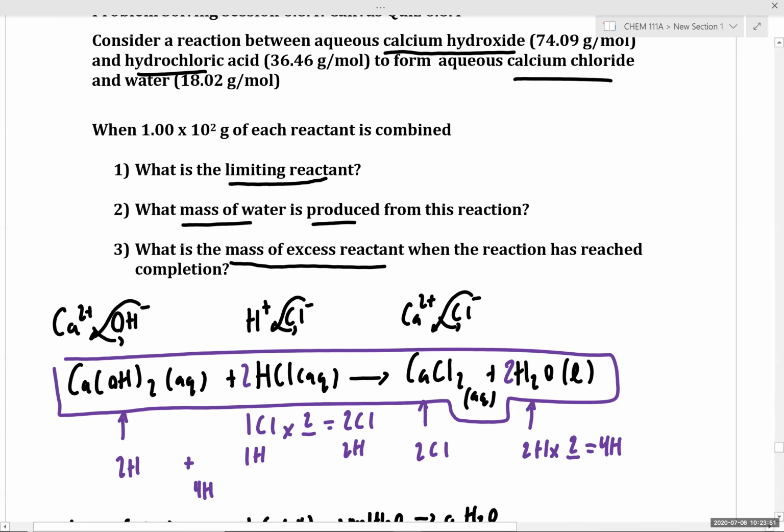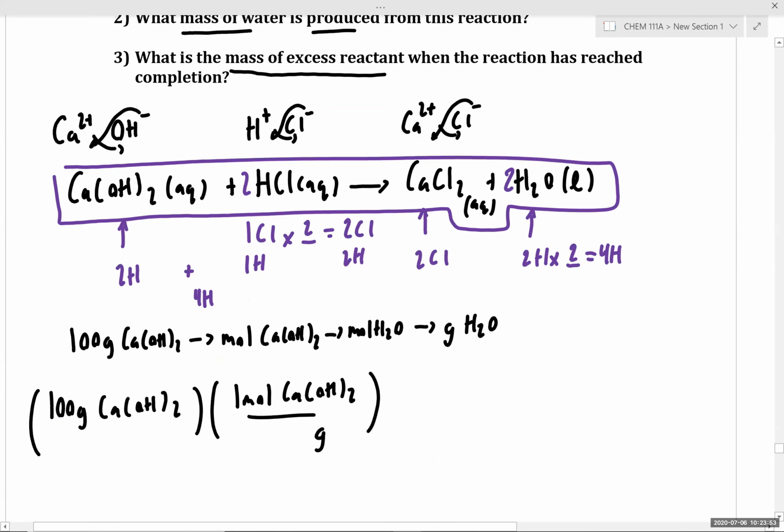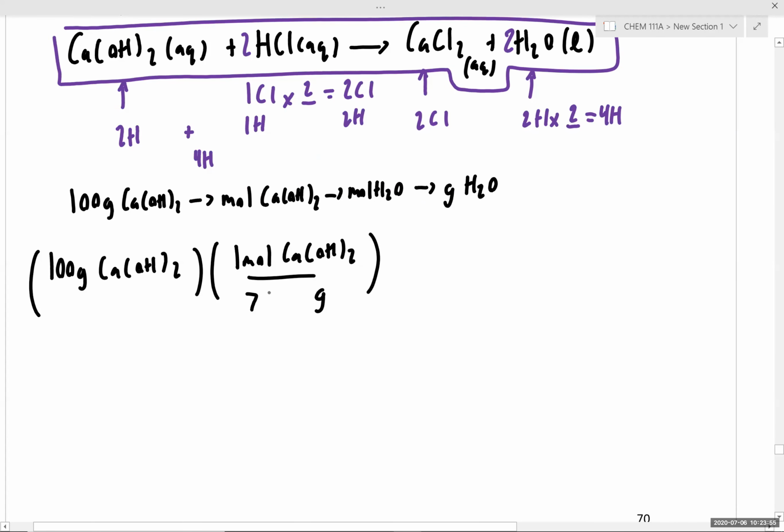We actually are given that in the problem, 74.09 grams. But if you wanted to test your ability to calculate molar masses, it would be good to try to calculate this from scratch.